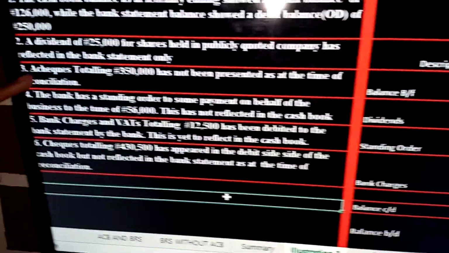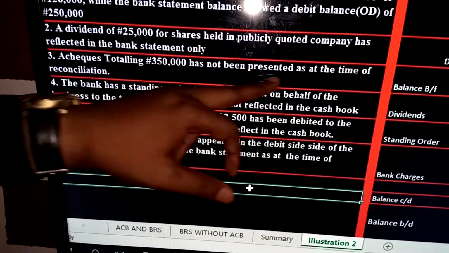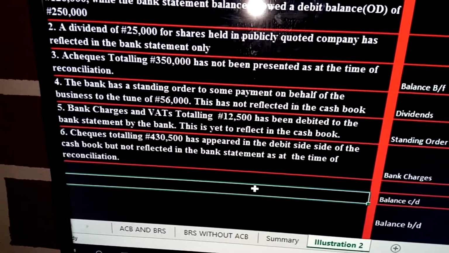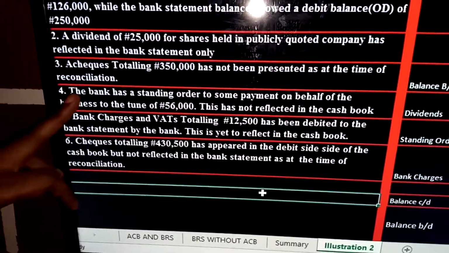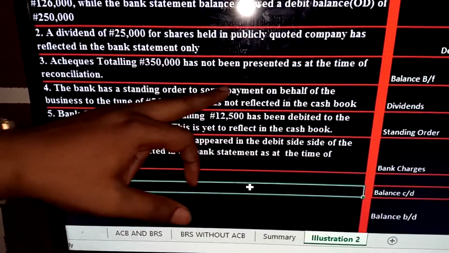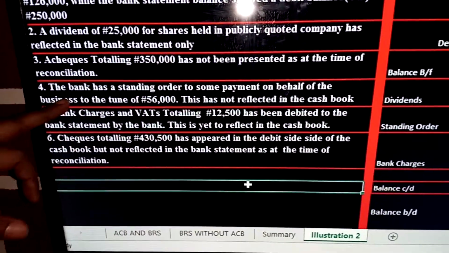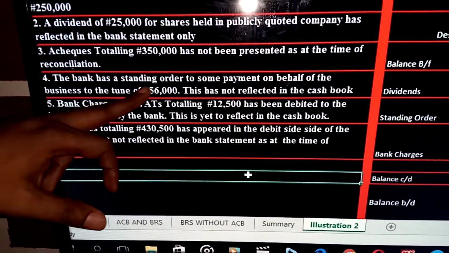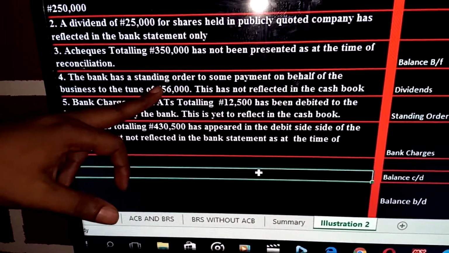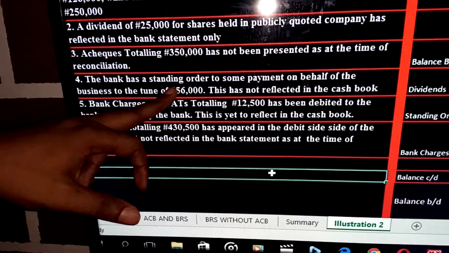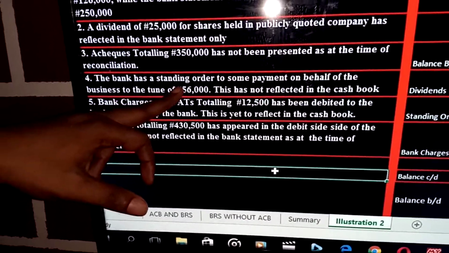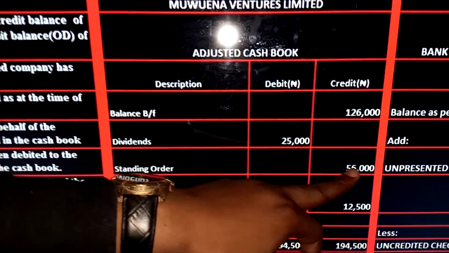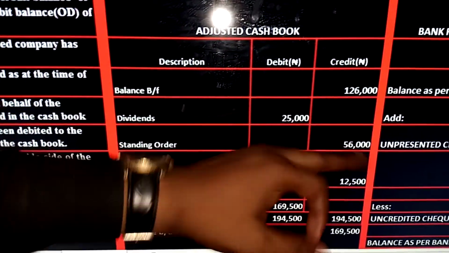The next one says a check totaling 350,000 has not been presented as at the time of record. That's an unpresented check. That will go to where? Your bank reconciliation statement. So we hold on. The bank has a standing order to make some payment on behalf of the business to the tune of 56,000. This has not been reflected in the cash book. So if the bank is making some payment on your behalf, it means that what? They will debit you in the bank. So that means you credit your cash book. That's what you're doing here. Standing order 56,000, credit in the adjusted cash book.